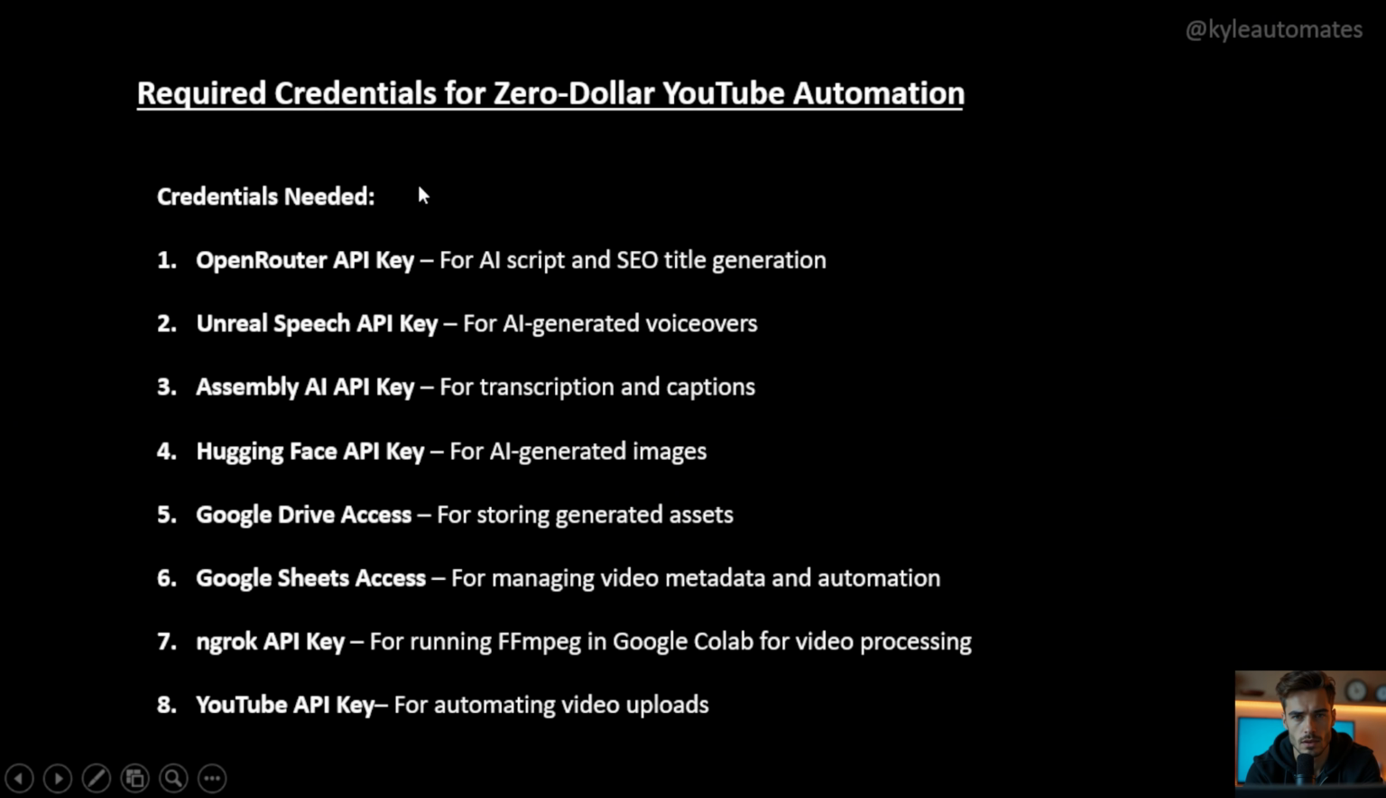So these are the required credentials for our automation. We need an OpenRouter API key to generate the story. Then we need an Unreal Speech API key to generate the voiceover, and an AssemblyAI API key for transcription. Then a Hugging Face auth token, a Google Drive auth token, then Google Sheets auth credentials, an ngrok API key, and a YouTube auth token.